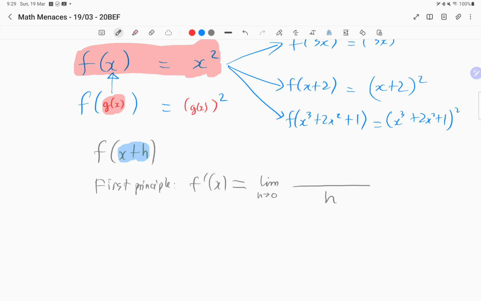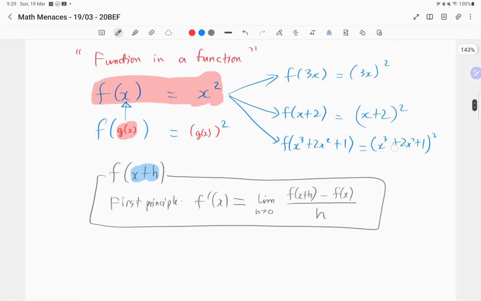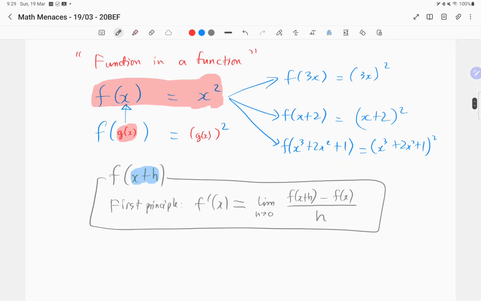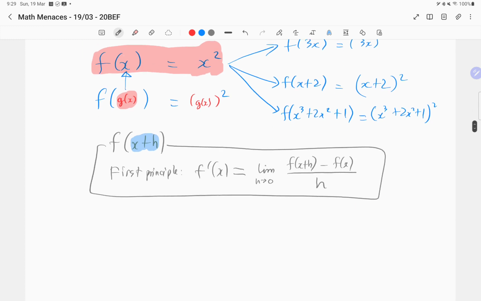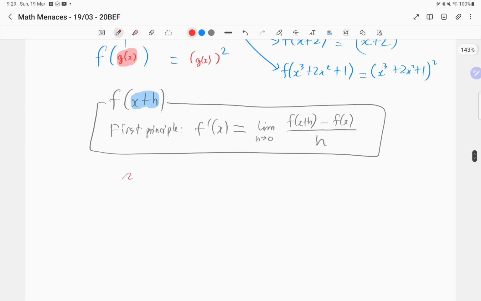So first principle is the limit as h goes to 0 of f(x plus h) minus f(x), over h. Remember this? You guys won't have to do this one now. It's just a recap of f(x plus h). Because the main one for today is the chain rule, which is the inner function and the outer function thing. So the chain rule says something like this. If y is equal to a function of x.